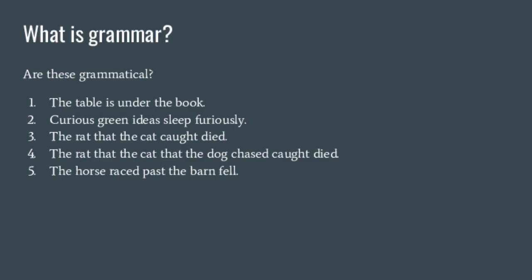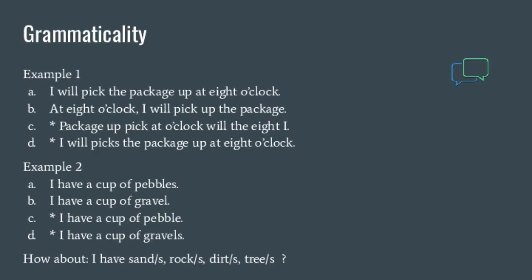More examples. I will pick up the package at 8 o'clock. At 8 o'clock I will pick up the package. These all sound fine. "Package up, pick at o'clock will I, 8 I." Doesn't make sense at all. It's not possible to say that in English. "I will pick the package up at 8 o'clock." It's not really grammatical. We wouldn't really say that. It's something that maybe a person learning English as a second language might say, but it's not really within the grammar or rules of English.